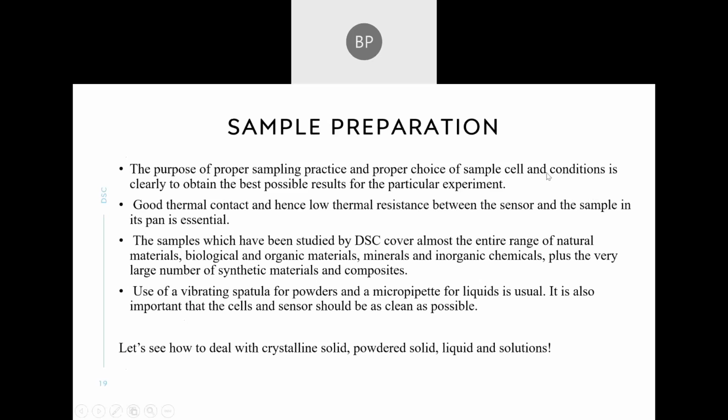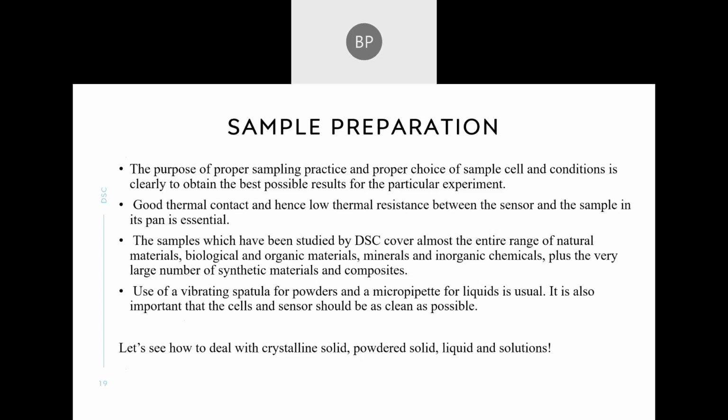Now coming to the sample preparation. Whatever the instrument may be, sample preparation plays an important role. Sample preparation is important because if it goes wrong, the results we are expecting would also be wrong. So it is really important and we need to discuss a lot on this. A good thermal contact and a low resistance between sensor and sample is essential.